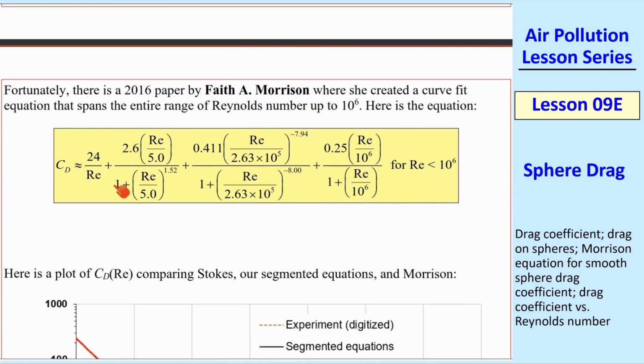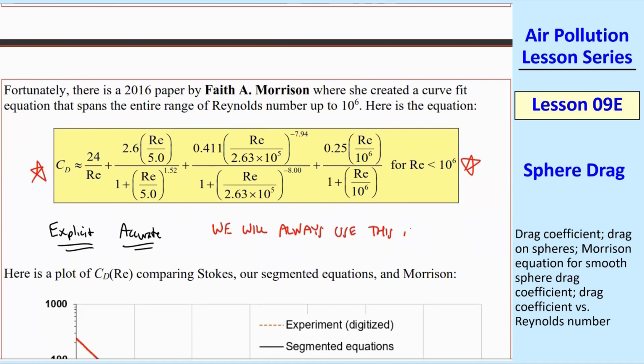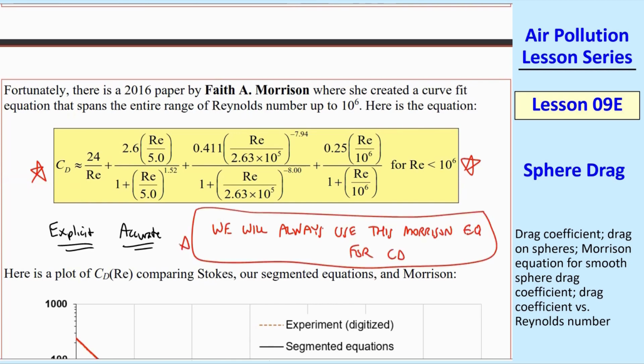And here's her equation. It is a big, long equation, but what's nice about it is it's explicit. There's no iteration required, and it's accurate. It matches the data very well. I want to put lots of stars around here and say, in this course, we will always use this Morrison equation for CD. The only exception is when we know we have really, really small Reynolds numbers. I say 0.1, but if you have 0.0038 or something like that, 24 over Re is going to give you a really good approximation, and it's much simpler to just plug that in.